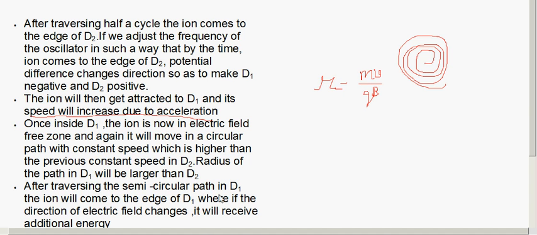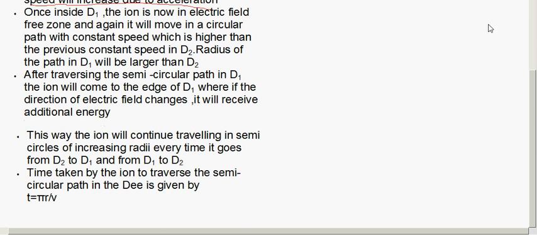After traversing the semicircular path in D1, the ion will come to the edge of D1. Now again, when it comes to the edge of D1, you change the polarity and the particle will be attracted towards D2, and this keeps happening repeatedly. It receives a very high energy during this process. This way the ion will continue travelling in semicircles of increasing radii every time it goes from D2 to D1 and from D1 to D2.